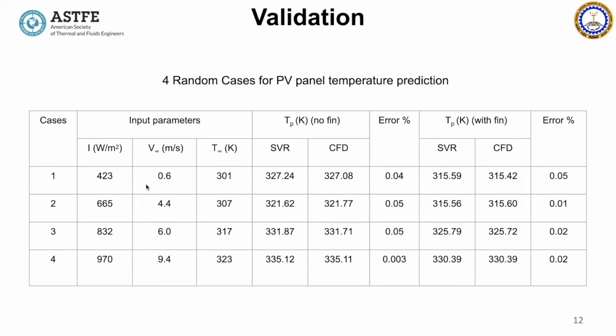is 301 Kelvin. We predicted 327.24 Kelvin, and from CFD simulations we got 327.08, so the percentage error was 0.04, and for the with fin case we predicted 315.59 Kelvin and CFD simulation gave 315.42, and the error was 0.05%, and similarly so on.